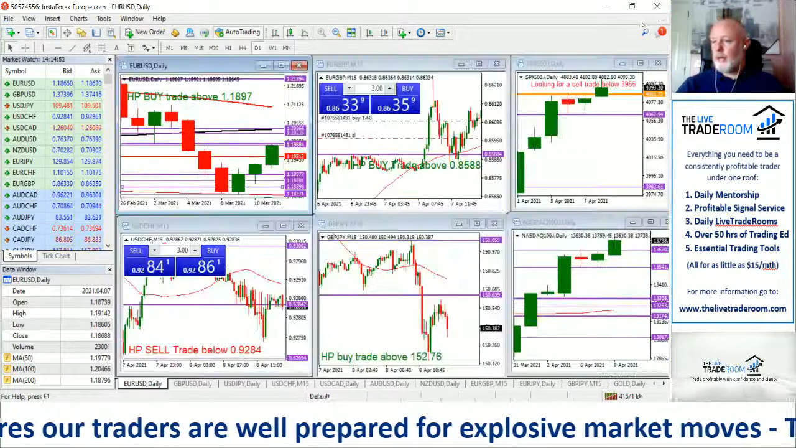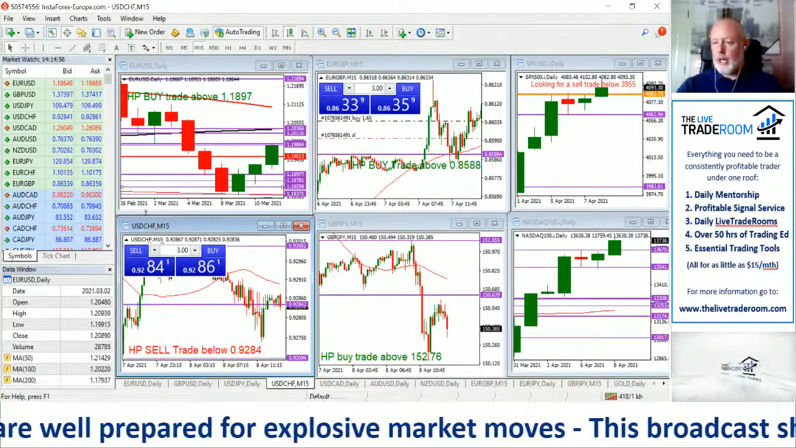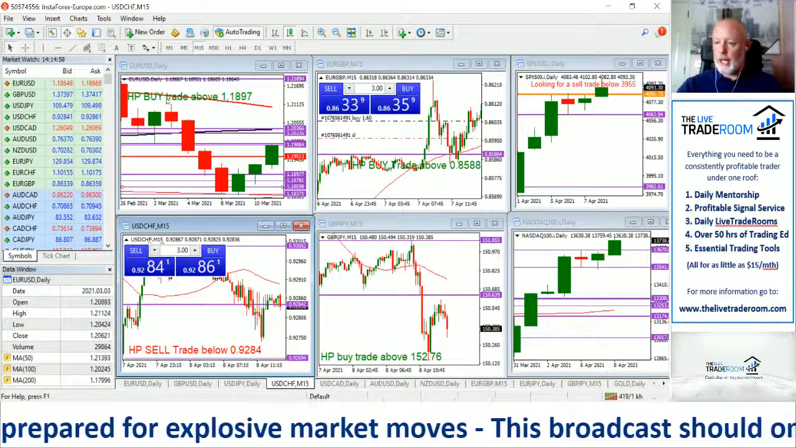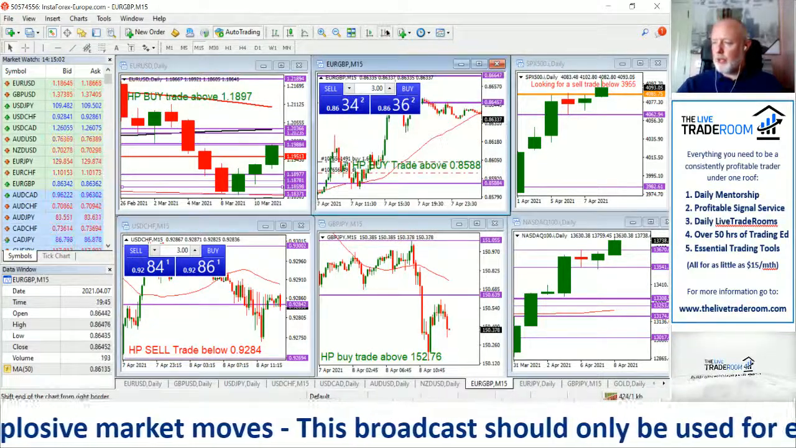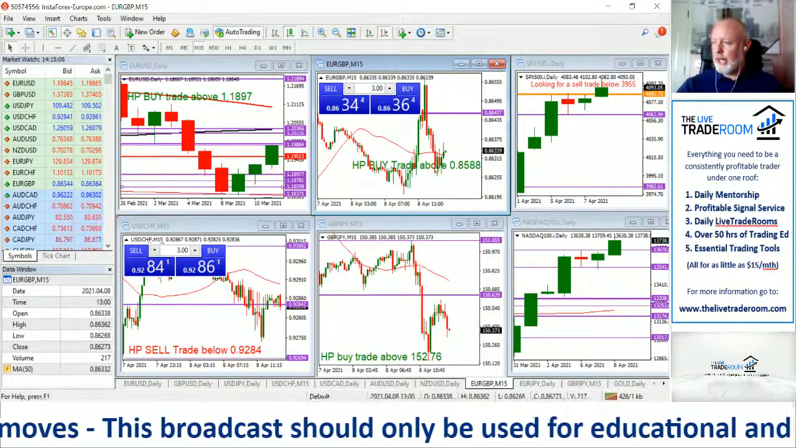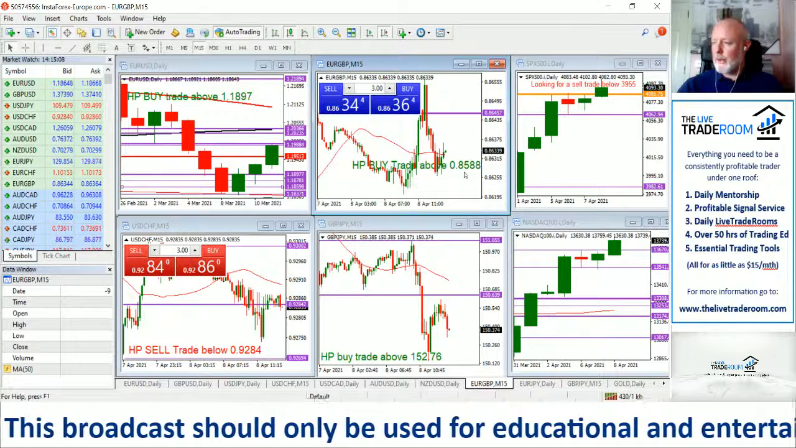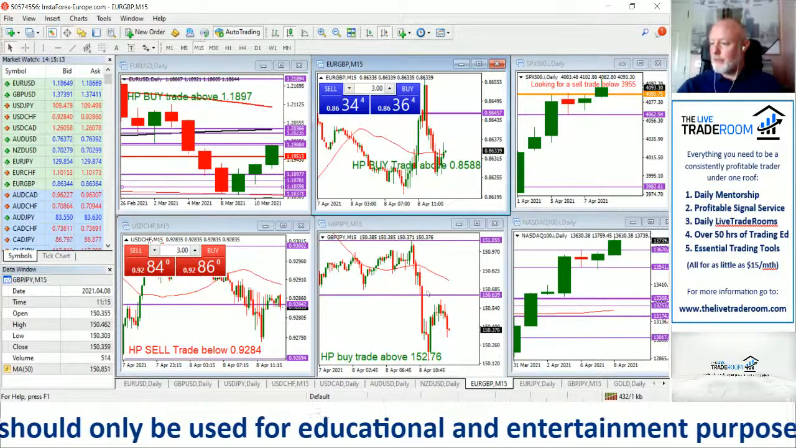So what I might do just quickly, we were looking for a sell trade in the dollar Swiss, and the euro dollar, which failed to materialize. The big moves were pretty much across the pound pairs. So we were looking to get into this market, high probability buy trade above the 85.88, and we're now up to the 86.33. So a nice move in that one.